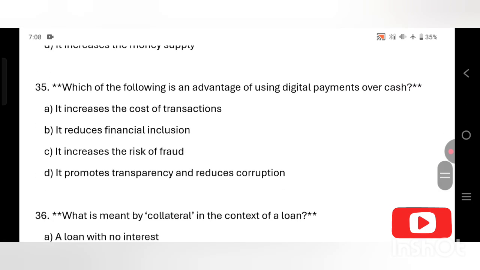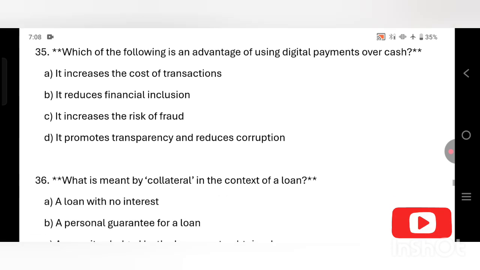Question number 35. Which of the following is an advantage of using digital payment over cash? Option A, it increases the cost of transaction. Option B, it reduces financial inclusion. Option C, it increases the risk of fraud. Option D, it promotes transparency and reduces corruption. The correct answer is D, it promotes transparency and reduces corruption.